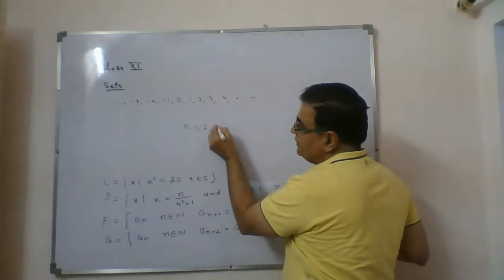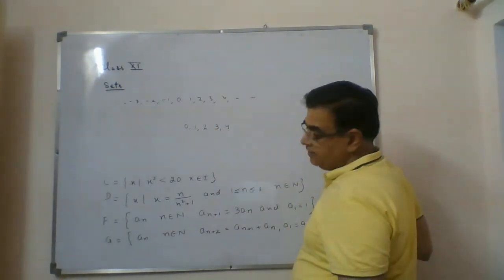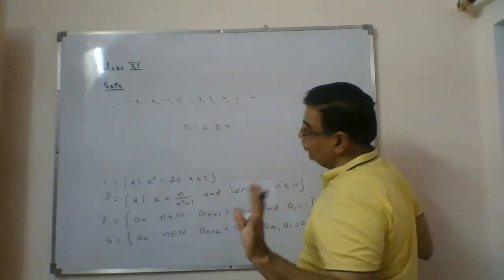Then we go for 3. So it will be 9. Then comes 4, 16. 5 you can't take because 5 square comes out to be 25, which is not less than 20.